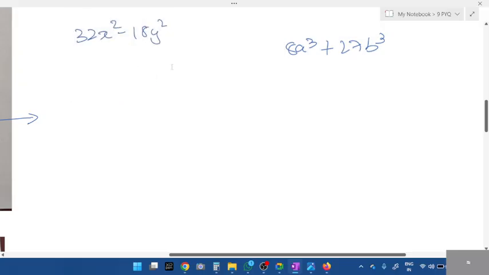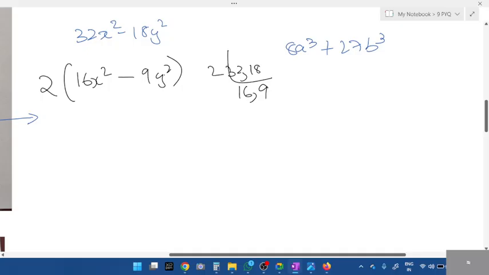So x square and y square are given, but 32 and 18 are not perfect squares. So first factorize, take 32 and 18. What is the common value for 32 and 18? 2 into 16 and 2 into 9. Take 2 common, you'll get 16x square minus 9y square. Then how do you convert? Which concept can we use here? All of you will respond. Can we use a square minus b square?